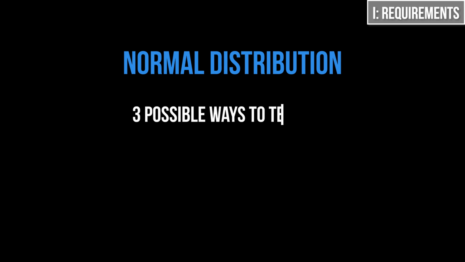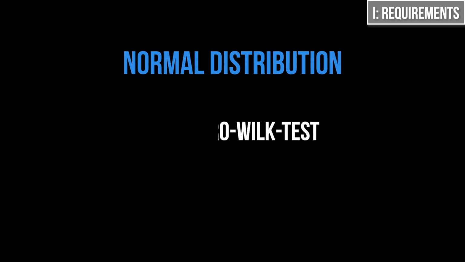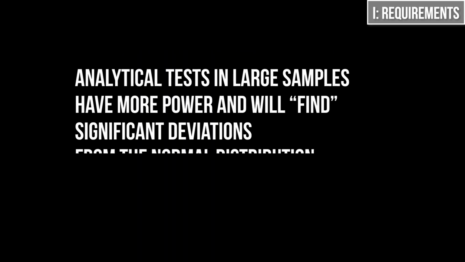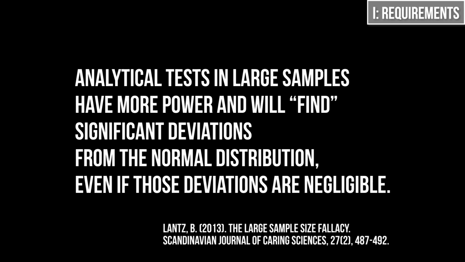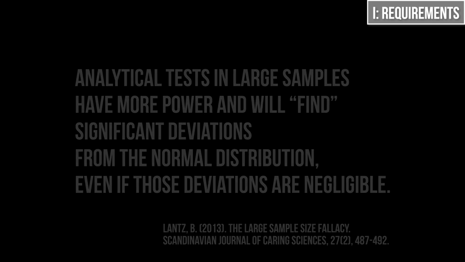There are three possible ways: an analytical test like the Shapiro-Wilk test, number 1, a histogram, number 2, or a QQ plot, number 3. The Shapiro-Wilk test is oversensitive to unimportant deviations from normal distribution in large samples. This is a phenomenon for all analytical tests, for which you can find a source in the video description. A QQ plot is the easiest to interpret, therefore we continue creating one, or rather two.